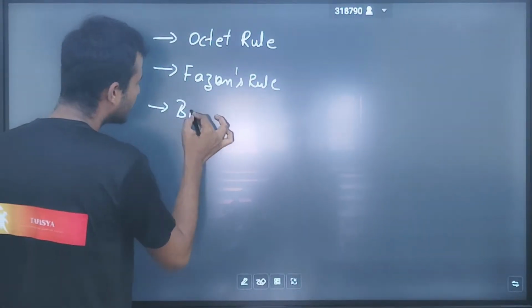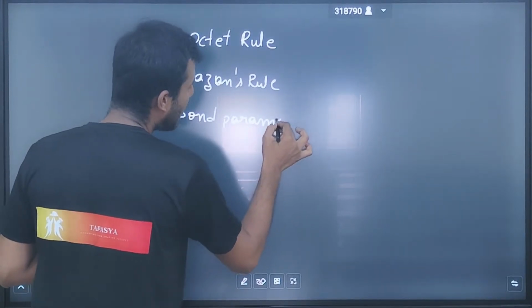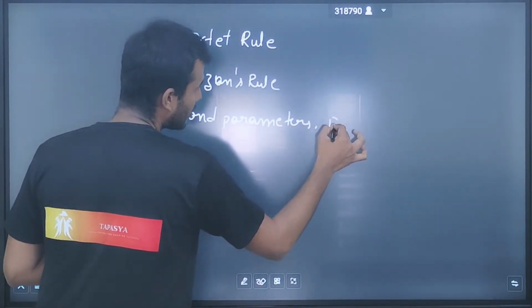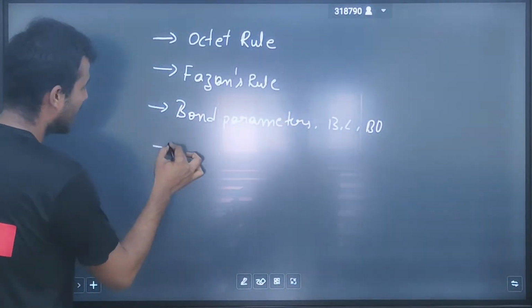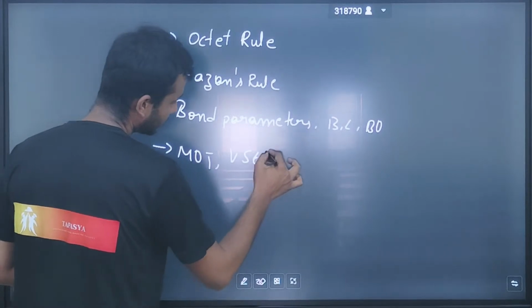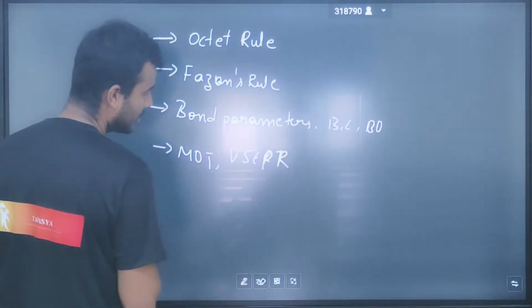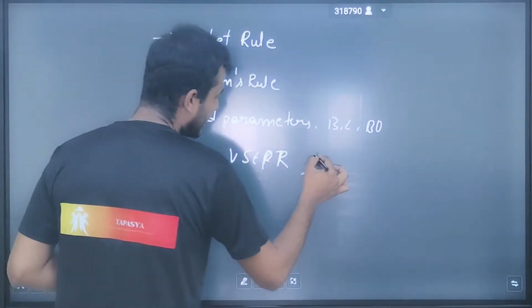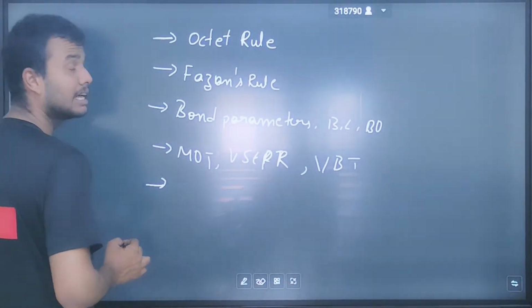The bond parameters? Bond parameters, my dear students, are very simple. Bond parameters are nothing but bond length and bond order, very simple and very important. Then after that the MOT, then VSEPR theory. Then after that VBT theory.